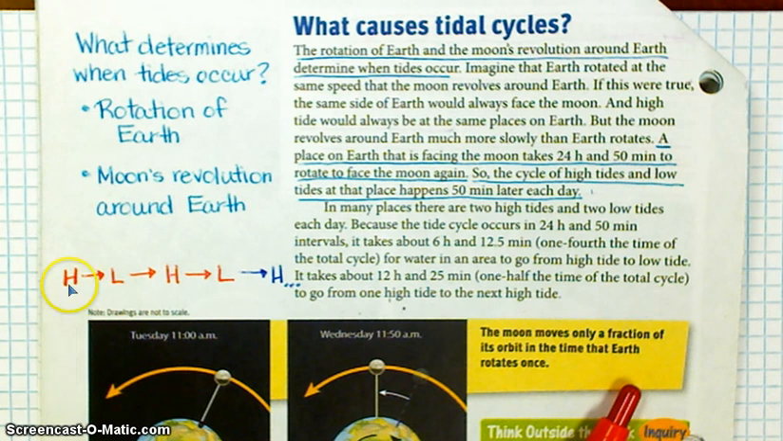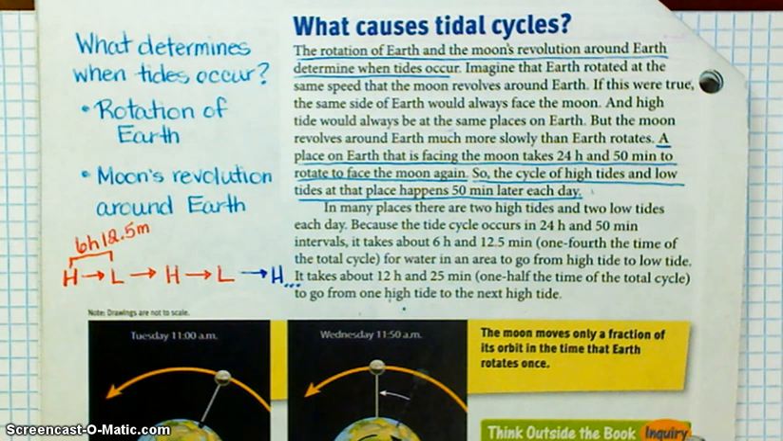Now, just remember, from the beginning of the tidal cycle here to the beginning of the next tidal cycle, that's 24 hours and 50 minutes. Okay? And remember that the extra 50 minutes is because the Moon is moving in its revolution around Earth as Earth is rotating on its axis.